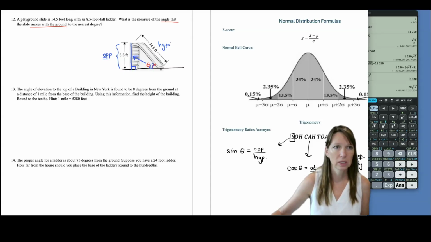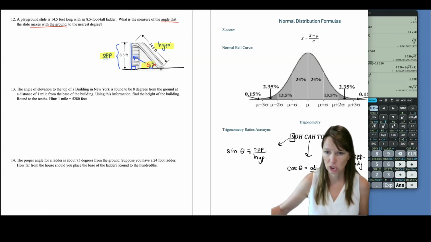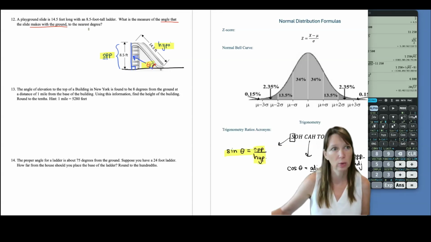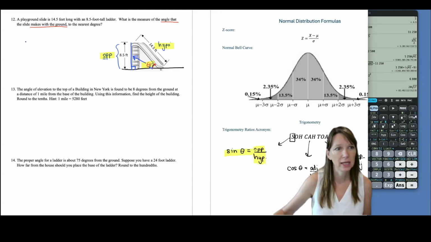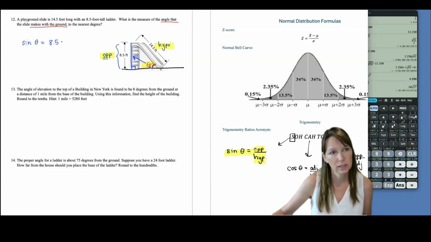So in this case, I know my opposite, I know my hypotenuse, I want my angle. So I have O and H. So I'm going to go over here and look for which one has O and H and use that whole equation. So the sine of the angle I'm trying to find is equal to opposite, which is the 8.5 feet, over the hypotenuse, which is 14.5 feet.